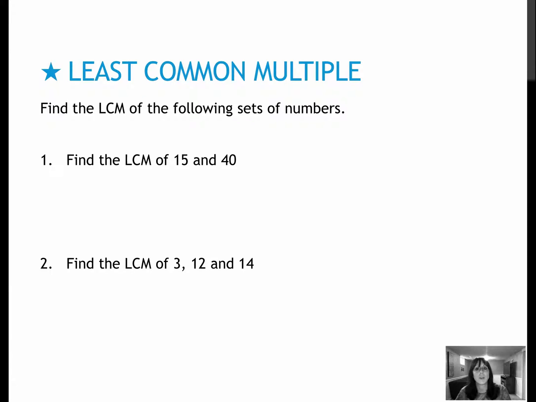Whichever method you would like, go ahead and do both of these questions. So press pause, do them both, and press play to see how you did. Be very careful on question number 2.